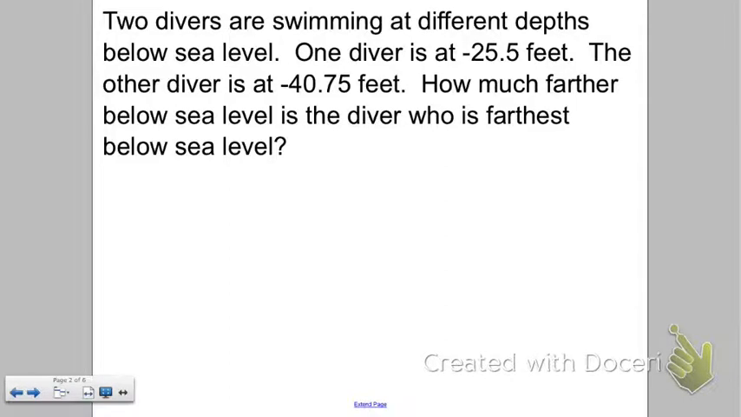Two divers are swimming at different depths below sea level. One diver is at negative 25.5 feet. The other diver is at negative 40.75 feet. How much farther below sea level is the diver who is farthest below sea level? Take a minute to copy down the question.